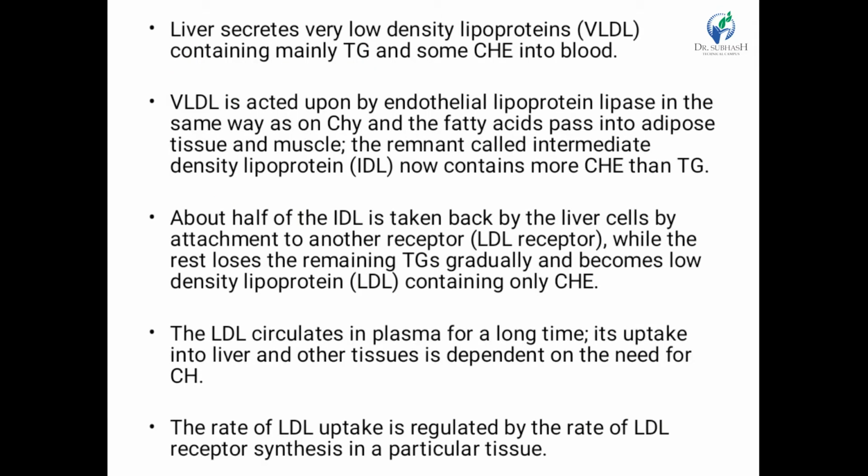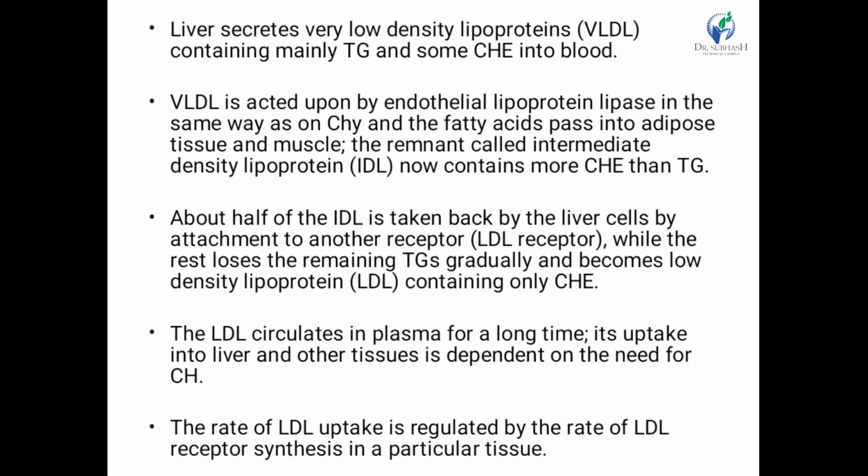Now, liver secretes very low density lipoproteins, which is VLDL, containing mainly triglycerides and some cholesterol esters into the blood, right? This VLDL is acted upon by endothelial lipoprotein lipase enzyme, in the same way as on chylomicrons, and the fatty acids pass into the adipose tissue and muscle. The remnant called intermediate density lipoprotein now contains more cholesterol ester than triglycerides, right?